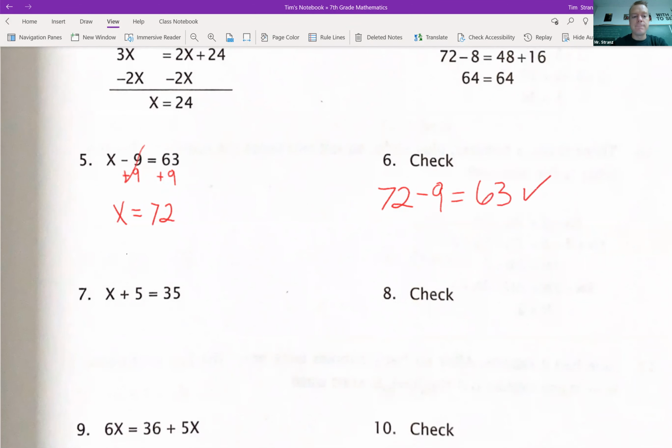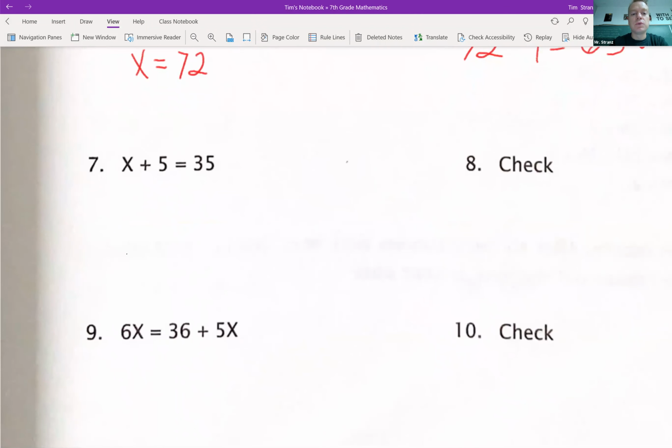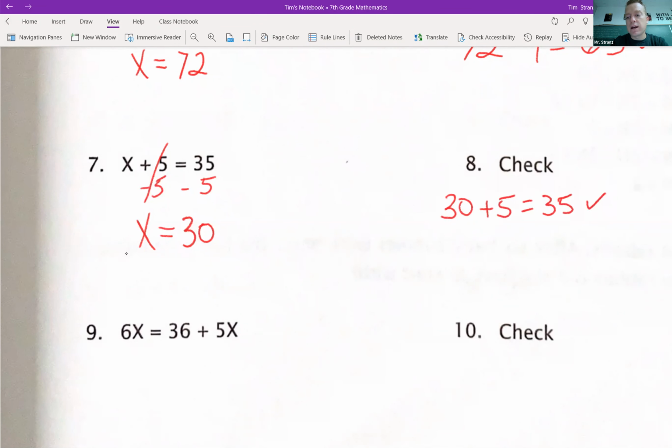If we move on to number 7, x plus 5 equals 35. How am I going to get rid of that positive 5? I'm going to do the opposite of addition. I'm going to subtract 5. These are going to cancel each other out. I'm going to subtract 5 on this side. I am left with x equals 30. If I want to check my work over here, I take my answer 30, I put it in for x. 30 plus 5 equals 35, and we see that that is correct.